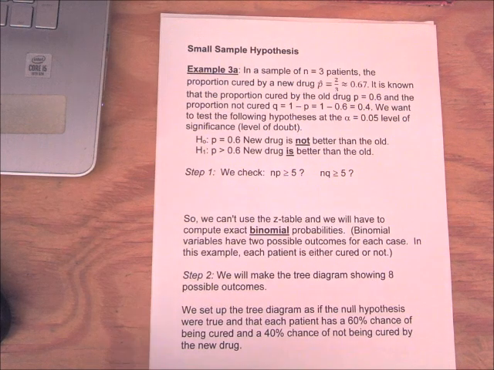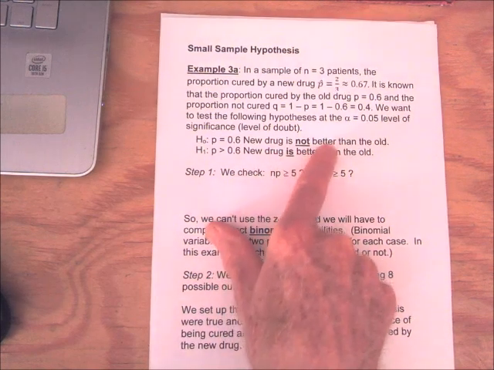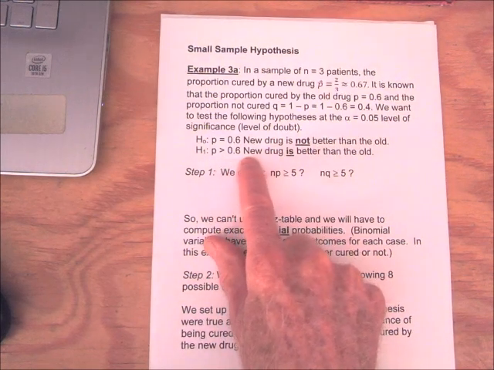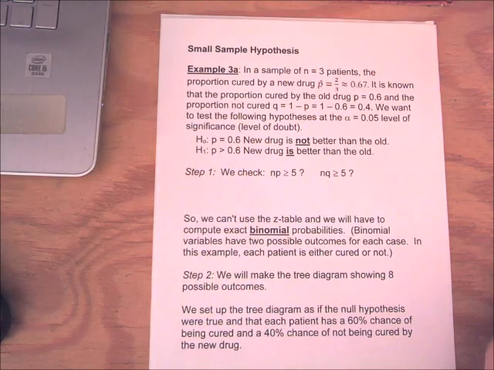We want to test the following hypotheses at the alpha equals 0.05 level of significance. H0: p is equal to 0.6, the new drug is not better than the old, versus H1: p is greater than 0.6, the new drug is better than the old. So we first want to check whether n times p is greater than or equal to 5 and n times q is greater than or equal to 5. If so, then we can use the z-table as a shortcut. If not, we'll have to use the exact binomial probabilities.